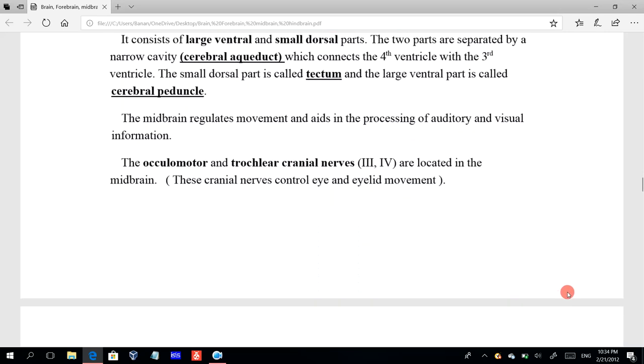The oculomotor and trochlear cranial nerves are located in the midbrain. And of course, these cranial nerves control eye and eyelid movement. You see, in the forebrain, we have the first and second, the olfactory and the optic. In the midbrain, we have the oculomotor and trochlear nerves, the third and fourth cranial nerves, which arise from this area. Don't forget these important points. From the forebrain, the first and second cranial nerves arise, and in the midbrain, we have the third, which is the oculomotor, and the fourth, which is the trochlear nerve.